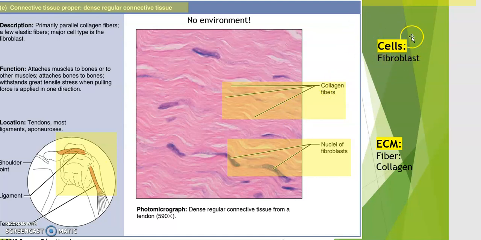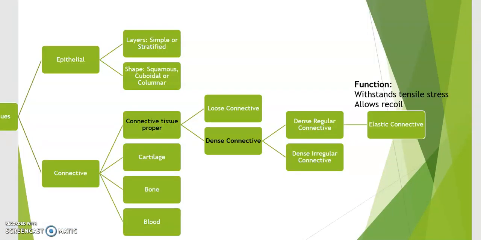When we classify it by cells, cells are all fibroblasts. And remember, the nuclei are right in the shape of the fibers that they are developing. So the fibroblasts are creating the fibers, and they are falling right along the shape of those fibers. And of course, the fiber that we're talking about is collagen. So this is really well documented for your dense regular connective tissue. And we have not only one but two kinds of dense regular connective tissue.